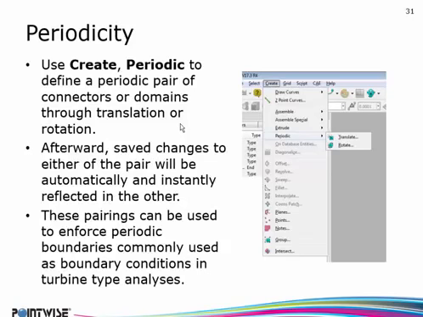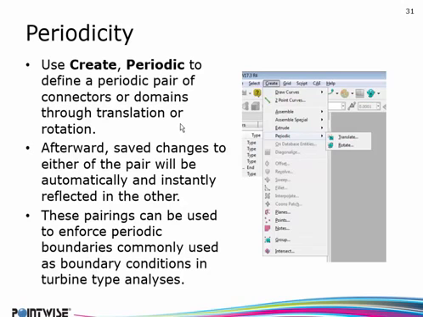To create periodic entities, you use the create periodic command in the create menu, and it allows you to essentially create a copy of connectors or domains through either a translation or a rotation. Once you define the translation or rotation and you save the new periodic copies, then you end up with a set of connectors or domains that are essentially tied to each other from that point on. And so any changes made to one automatically apply to the periodic pair.